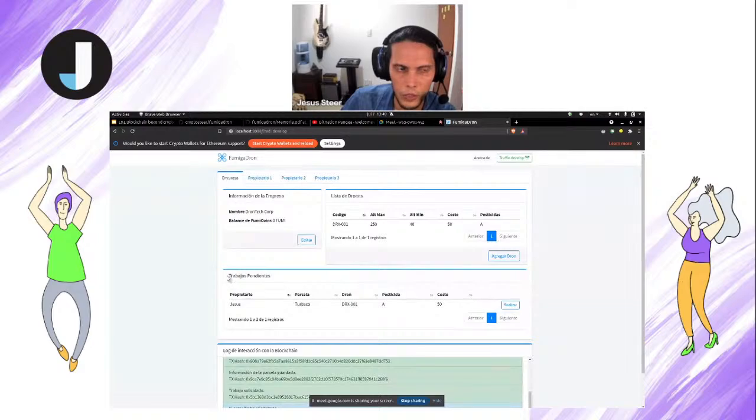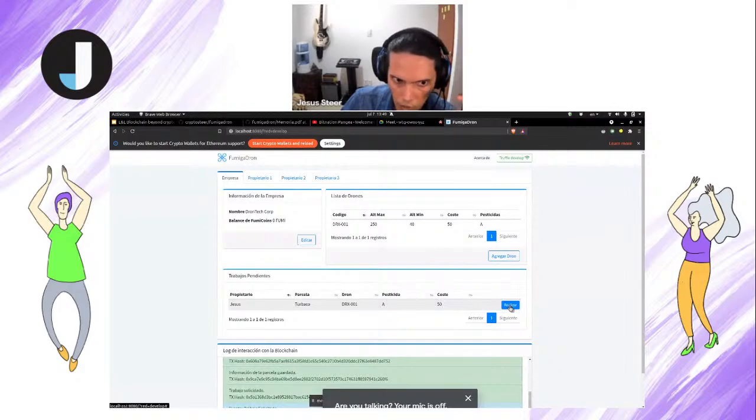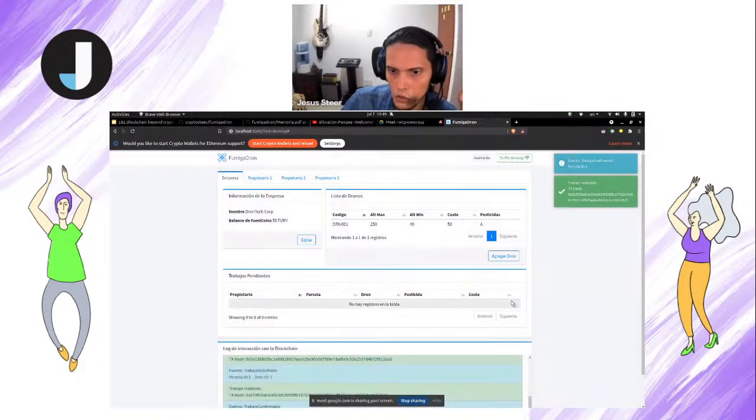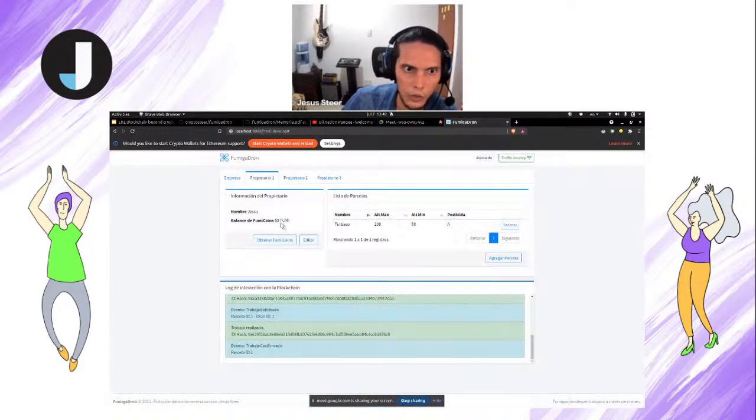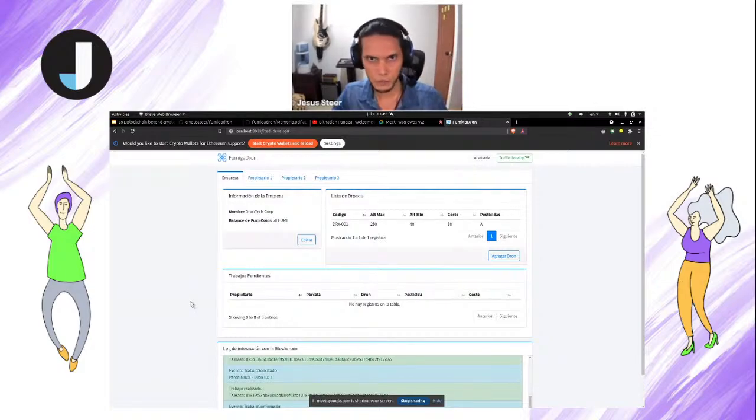And for the company, there are some pending jobs. It could be automatic, but we did it this way. He just chose to do the job, and once the job is done, he receives the 50 tokens. These 50 tokens were transferred from the account of the landowner. So this is the way it works.